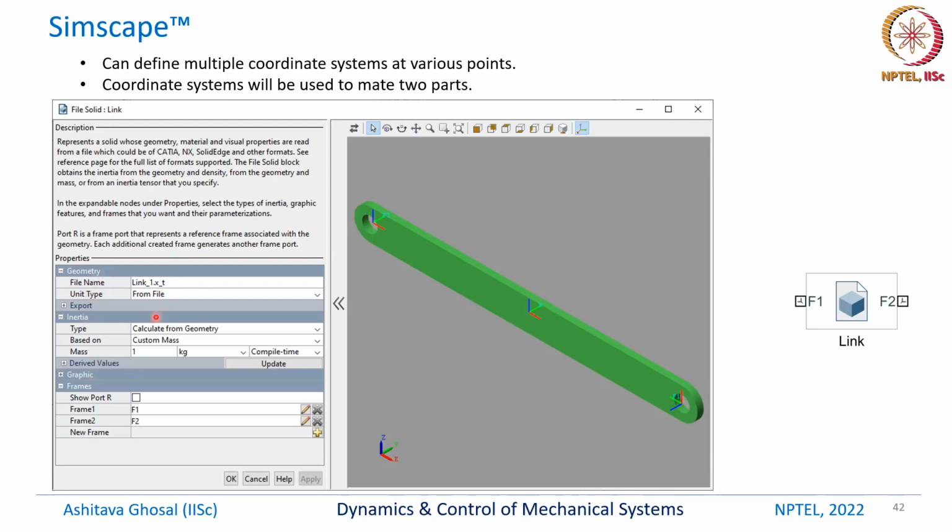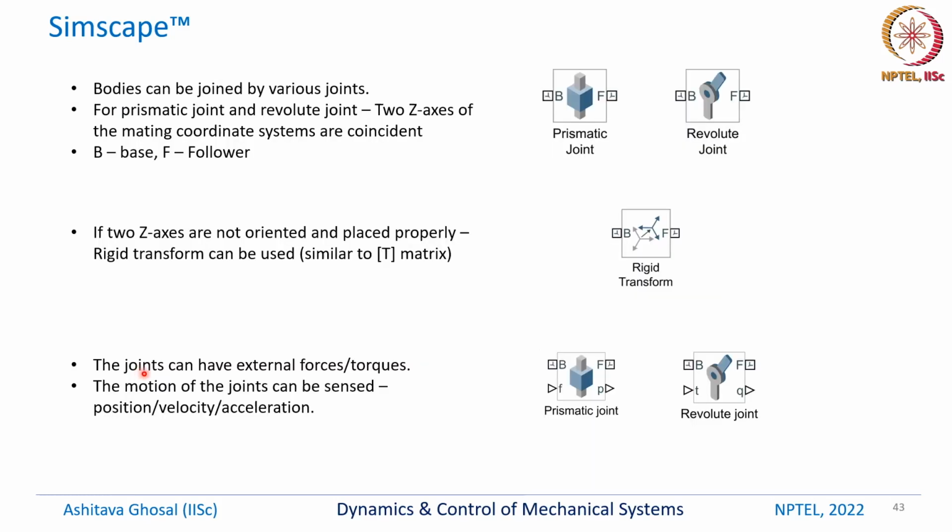and we can have some way to say which link it is. So this is link 1 xt, and you are saying from where you have got. You can calculate the geometry, you can customize the mass, you can do various things. So we pick bodies and they can be joined by various joints.